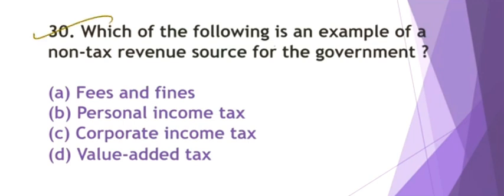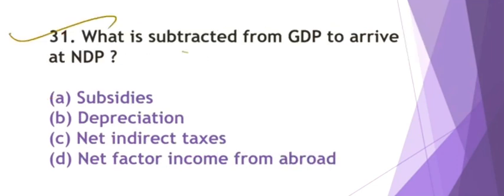30. Which of the following is an example of a non-tax revenue source for the government? Option number E is the right answer. Fees and fines. 31. What is subtracted from GDP to arrive at NDP, net domestic product? Option number B, depreciation.